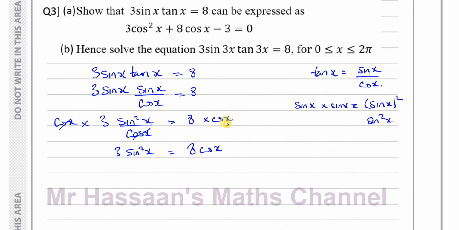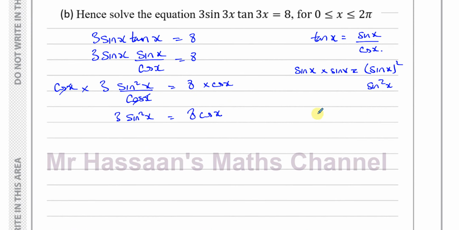So what we can do here is use our other identity that we know, which is sine squared x plus cosine squared x equals 1. We can replace the sine squared x with 1 minus cosine squared x, because if we rearrange this, sine squared x is 1 minus cosine squared x. So I can replace the sine squared x here to get 3 times 1 minus cosine squared x equals 8 times cosine x.